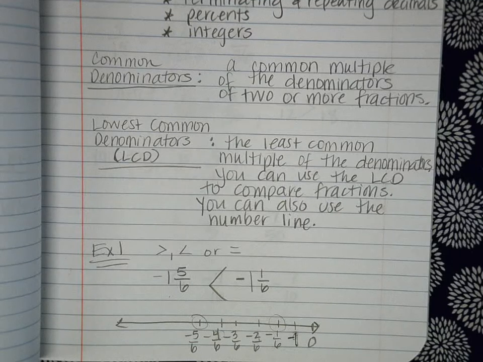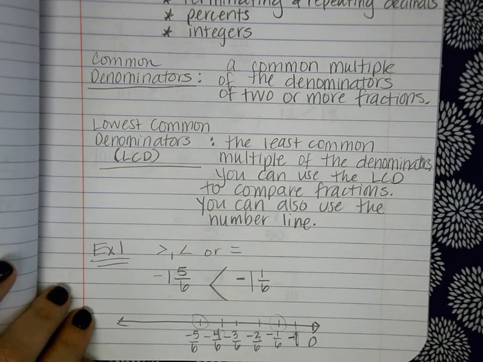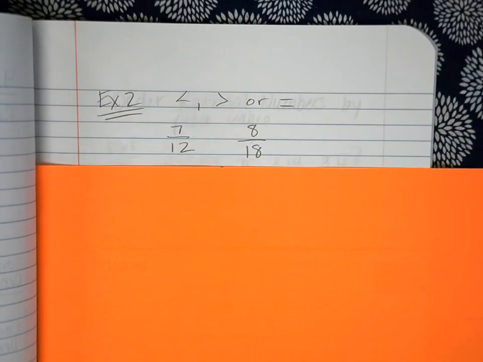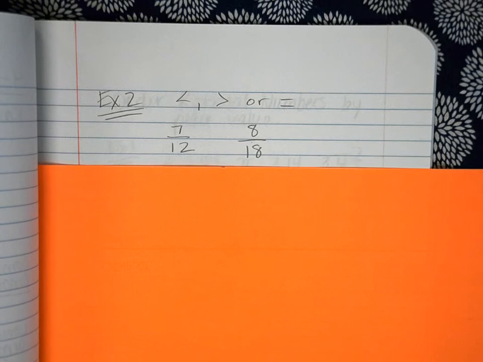Okay, can I turn the page? Yeah. This will be online today too if you want to write more of it down. And all these definitions are in your book as well. Okay. So let's do another example. So again, we're going to look at less than, greater than, or equal to. And here I have two fractions, but I don't have the same denominator.